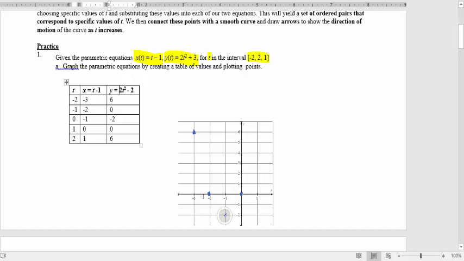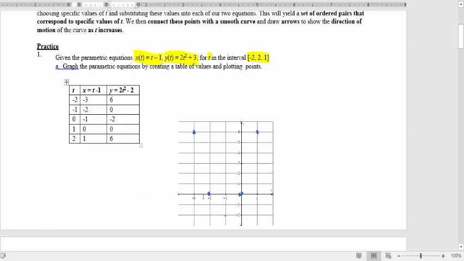I keep losing a point for some reason. And then 1, 6. Now I lost 2 points. I don't know how that happened. So now what I would do is I would take these. They keep disappearing on me. I don't understand why. The best laid plans, right? So there's my points.